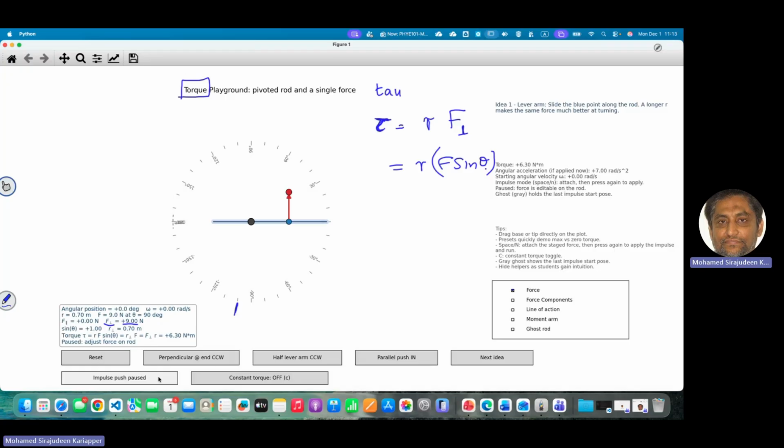So, you are applying it here. Which direction will it turn? The pivot point is here. If I apply the force, will it go counterclockwise or clockwise? Counterclockwise, right? So that is positive direction. Counterclockwise is positive direction. Let me say, if I put it here, which direction will it turn? Counterclockwise or clockwise? Will it turn at all?